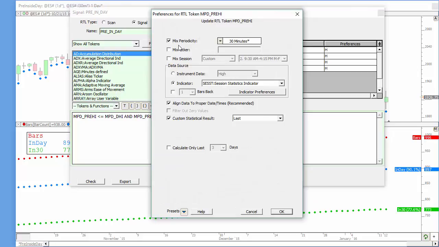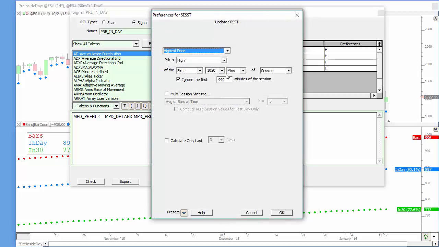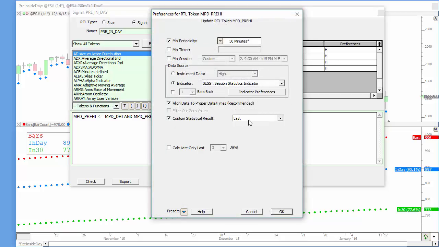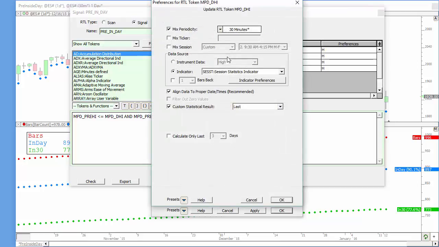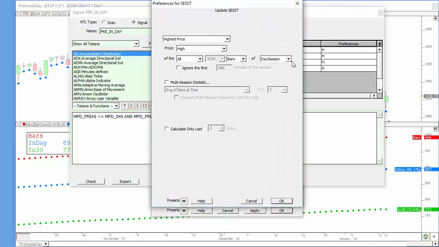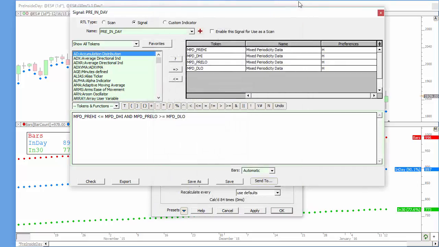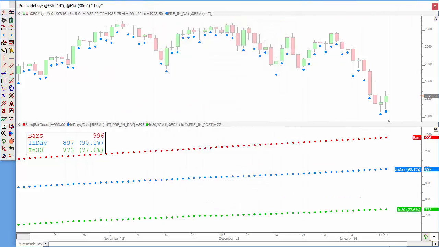I'm using MPD on a daily chart and digging in and looking at the 30-minute bars within, using the session statistics indicator with the same settings we looked at before to get that pre-30 high. And then I'm using the last custom statistical result, the last 30-minute bar within the session. That gives me what I want. And then for the day high, I simply did the highest high of all bars of the day session. So that's how I extract the intraday data from within these daily bars.